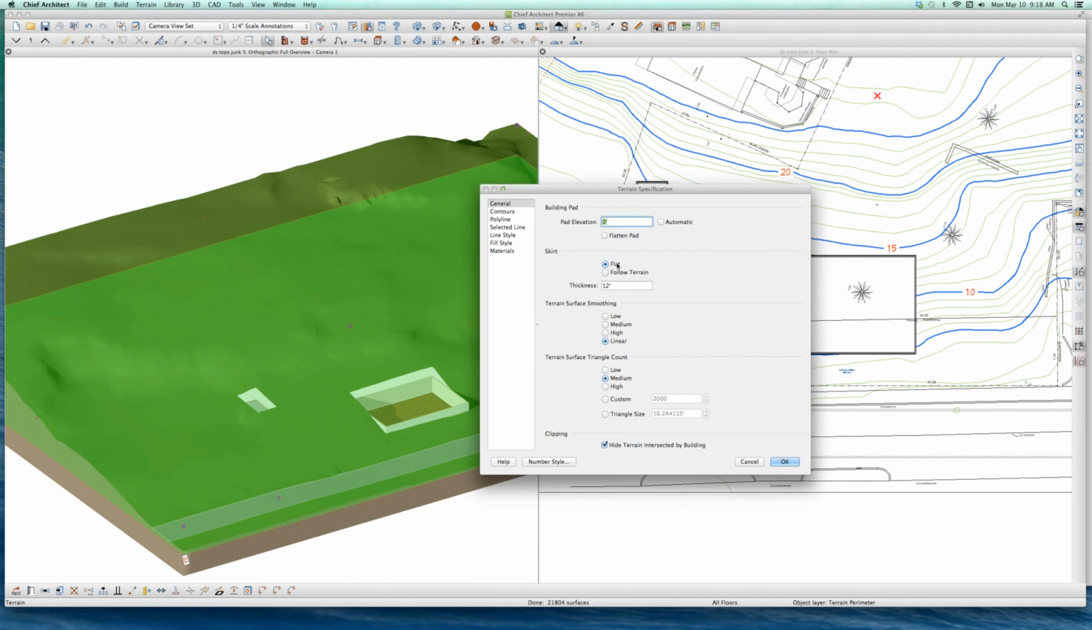So flat pad, follow. Okay, we did flat. I talked about flat. That's the bottom of the terrain itself. Follow terrain, I don't like to do follow terrain. 12 foot is 12 foot thick at the minimum. This stuff right here, I think it's easier just to leave it linear.